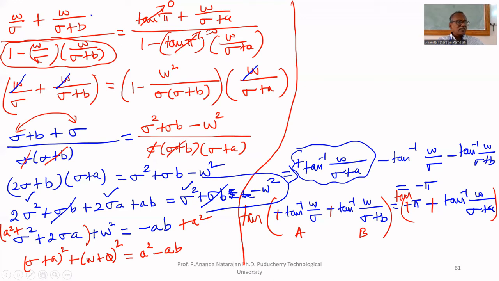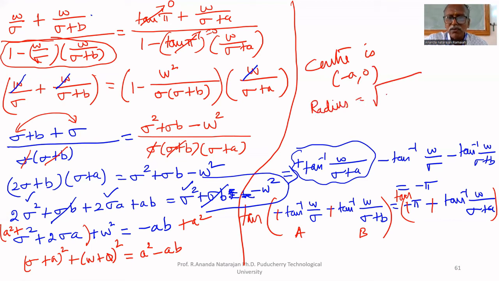So sigma is the real axis, omega is the imaginary axis, like the x axis and y axis. X plus A whole square plus y plus B whole square equal to R square is the equation of a circle. Therefore, the center is at minus A comma 0. The radius is equal to square root of A square minus AB. Therefore, the complex points on the root locus form a circle. Second part is proved.